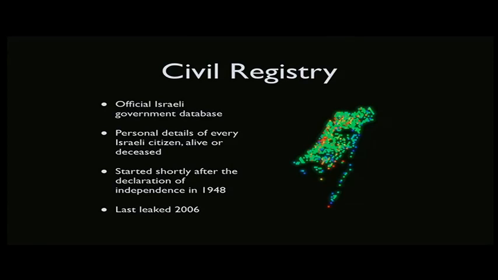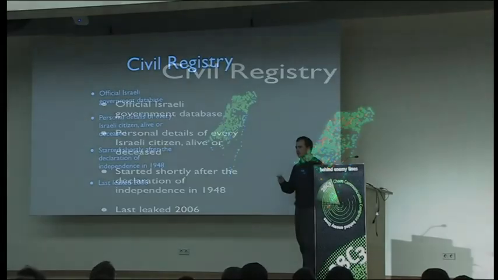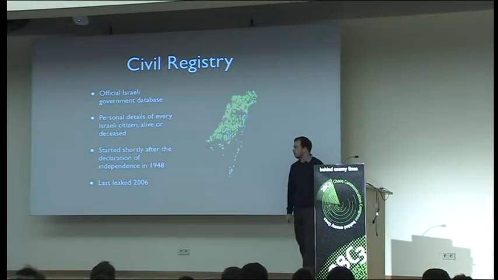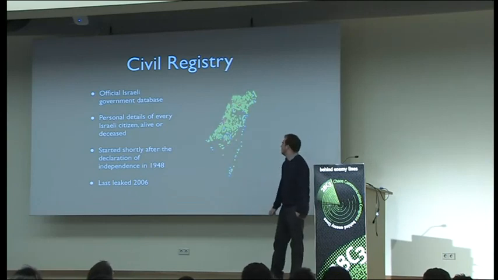UI. This data has been collected in the Israeli census ever since the Declaration of Independence of Israel back in 1948. So data has been collected ever since, and the leak, like I mentioned, started approximately around 2001. It has actually leaked several times, and the last leak happened in 2006.